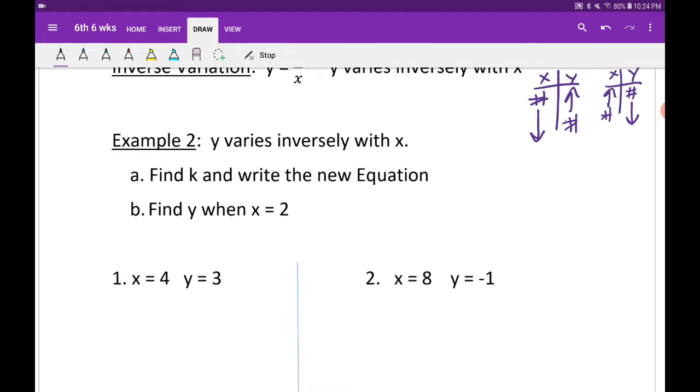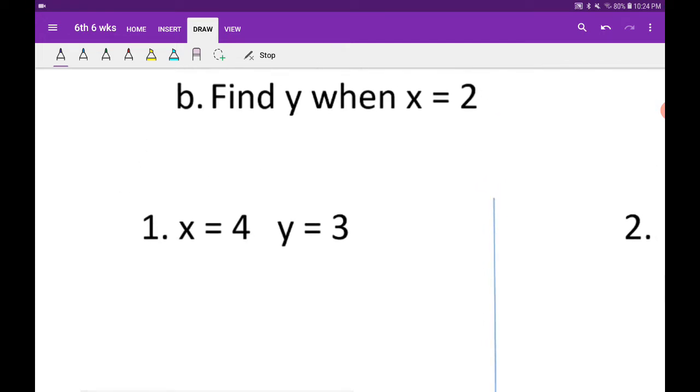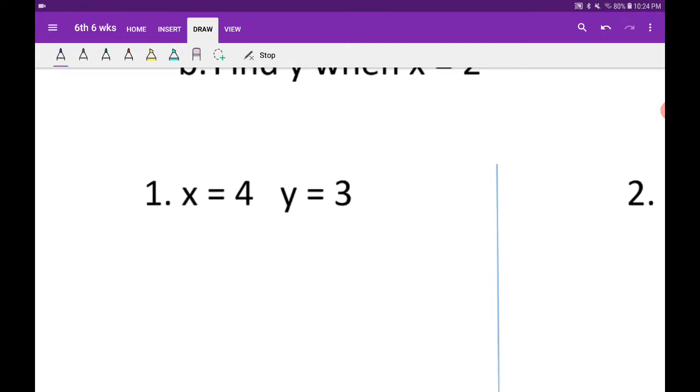All right, so let's look at this example. y varies inversely with x. Find k. So the same part, we're still going to find what that constant is, and then we're going to find y given some x value. In this case, we'll do 2 this time instead of 12. So looking at here, we have an initial point from our data, which would be x equals 4, y equals 3. And we're going to do the a part first.